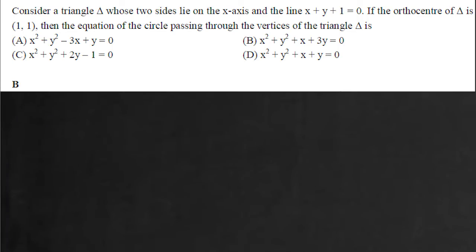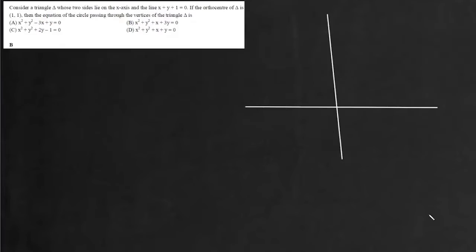Now here the question is, consider a triangle whose two sides lie on the x-axis and the line x plus y plus 1 equals 0. So we have our coordinate axis, and then we have this line which is x plus y plus 1 equals 0. One of the points of this triangle is the intersection of the x-axis with this line. So we put y as 0, we'll get x as minus 1. So this point B is minus 1 comma 0. Now it says its orthocenter is at 1 comma 1.